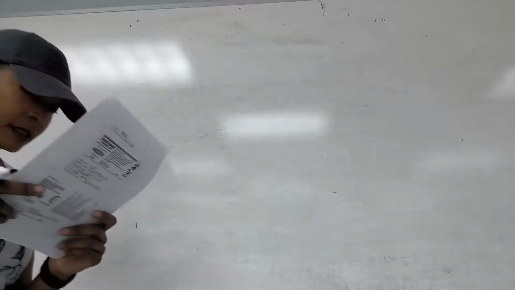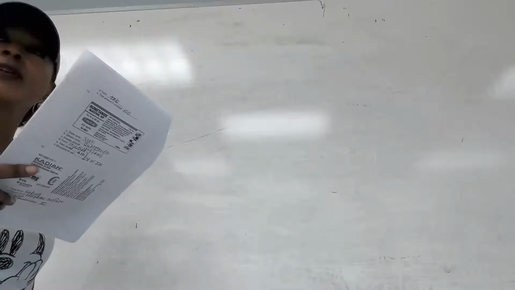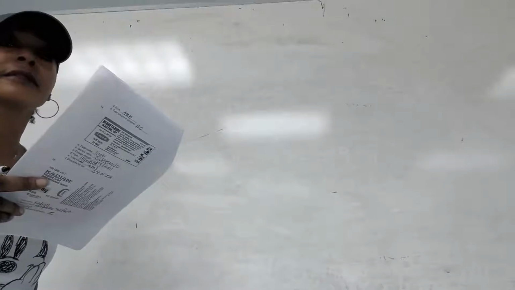Number 16. The generic name, terbutaline. Dosage strength is 1 milligram per milliliter. That's the dosage strength.